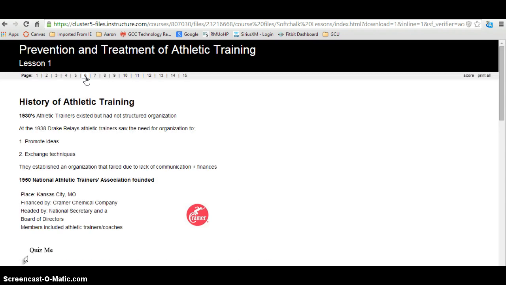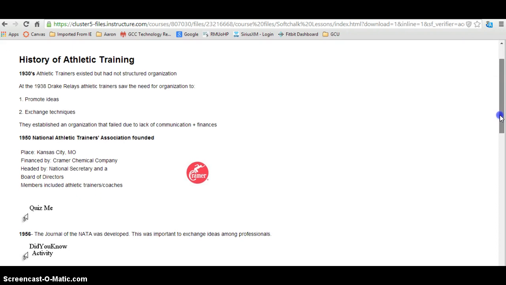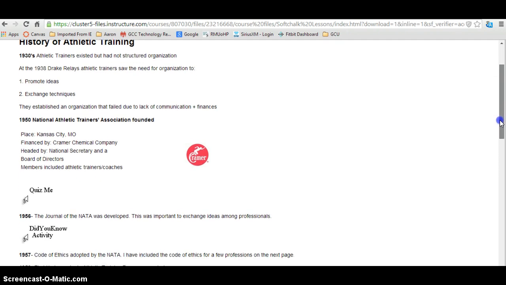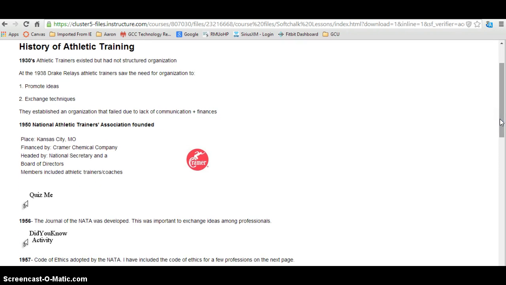Again, you can do that with physical therapy, nursing, medical school, physician assistant, whatever you're interested in. So a brief history of athletic training. Again, not to be too specific to athletic training, but I do need to make sure that we cover some of the information. So in the 1930s is when athletic trainers started to get together and started to realize that there was a need for some type of unity.